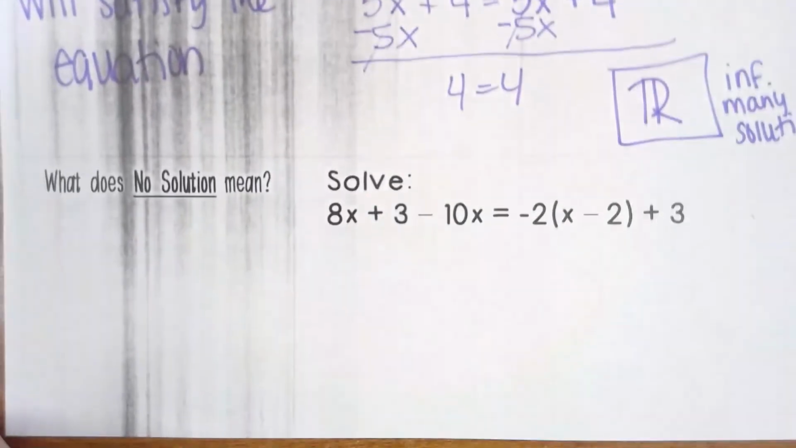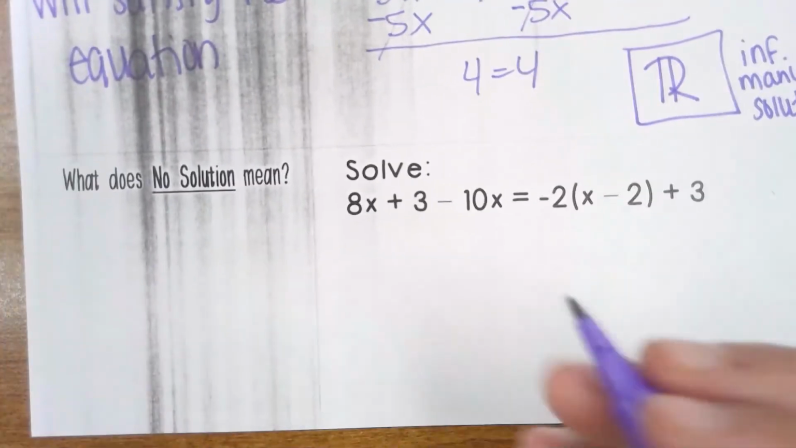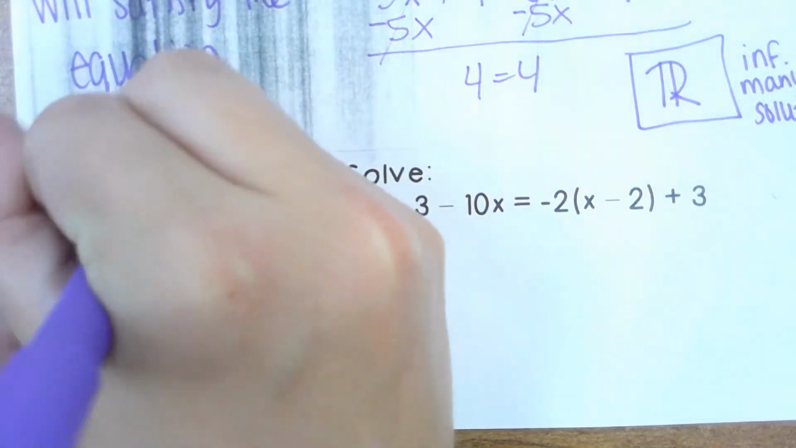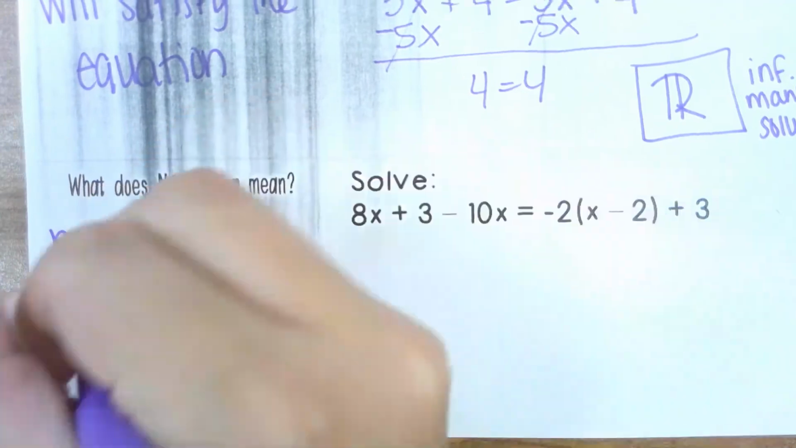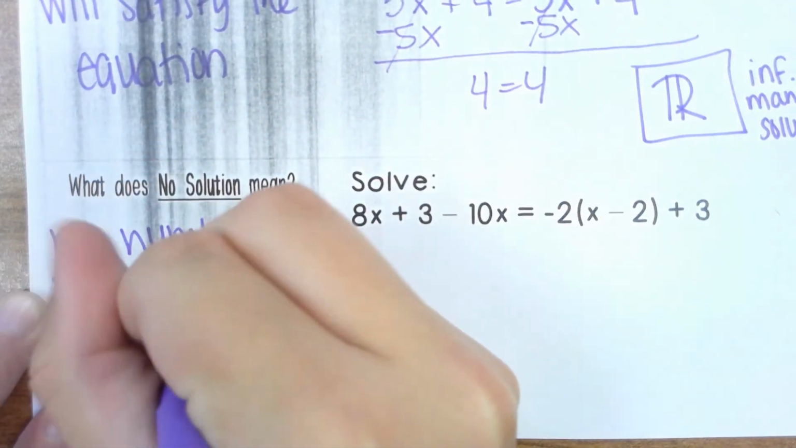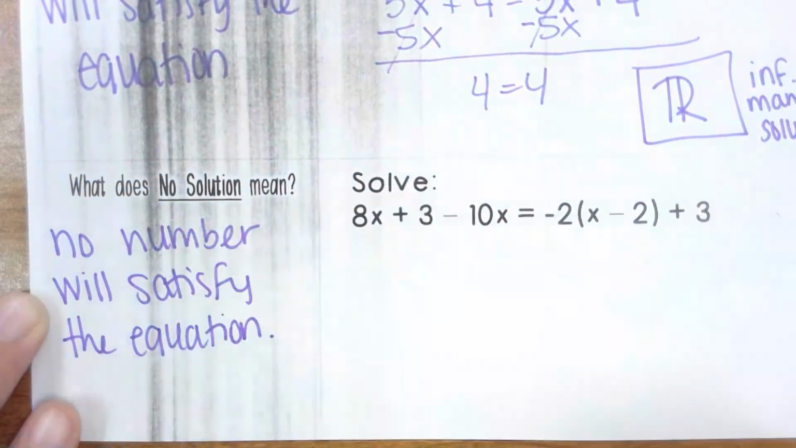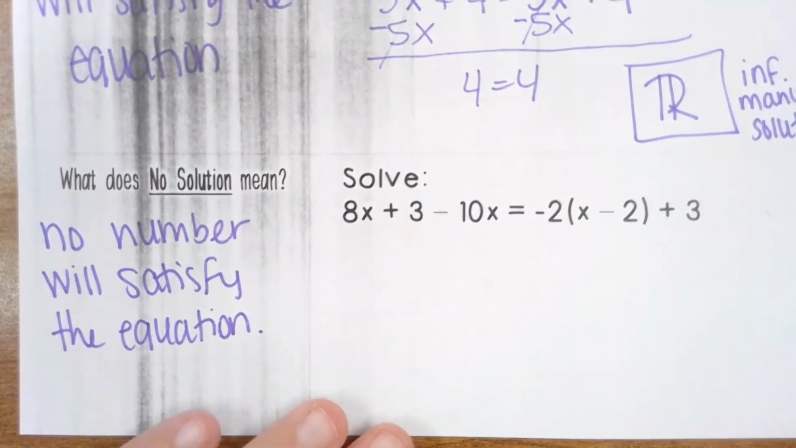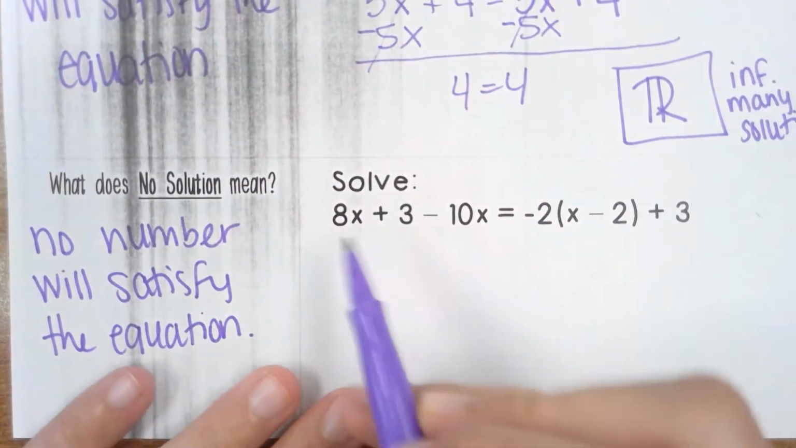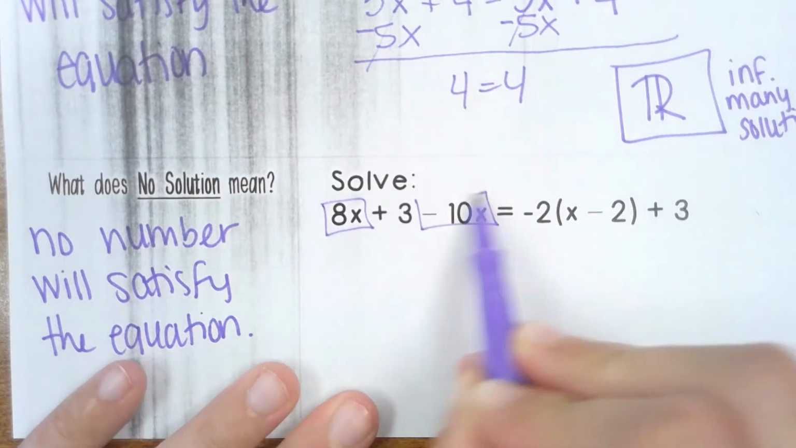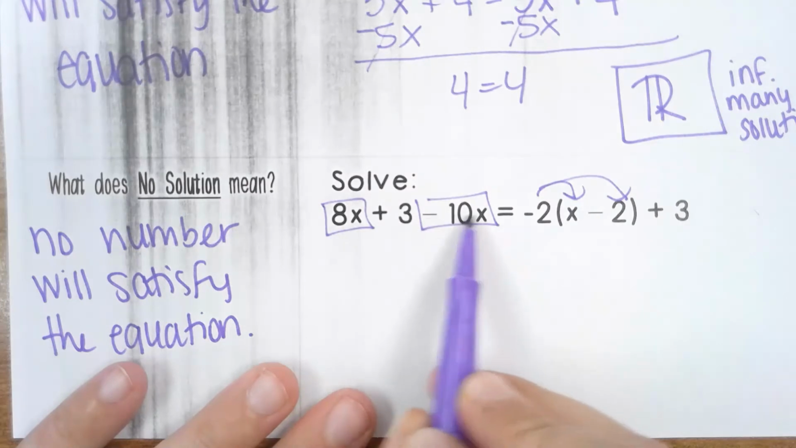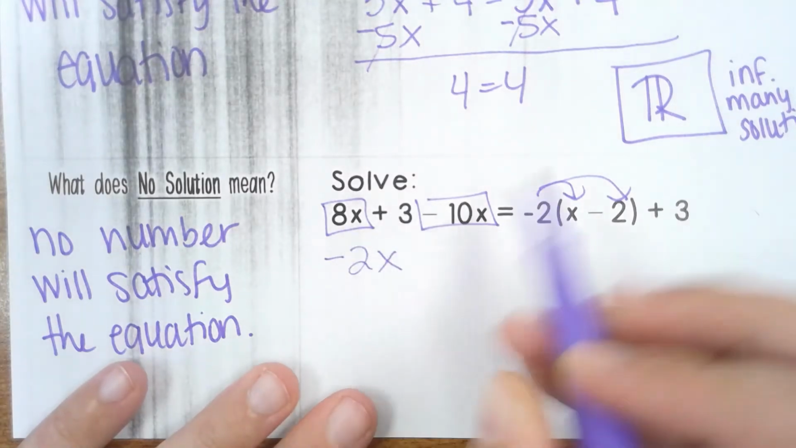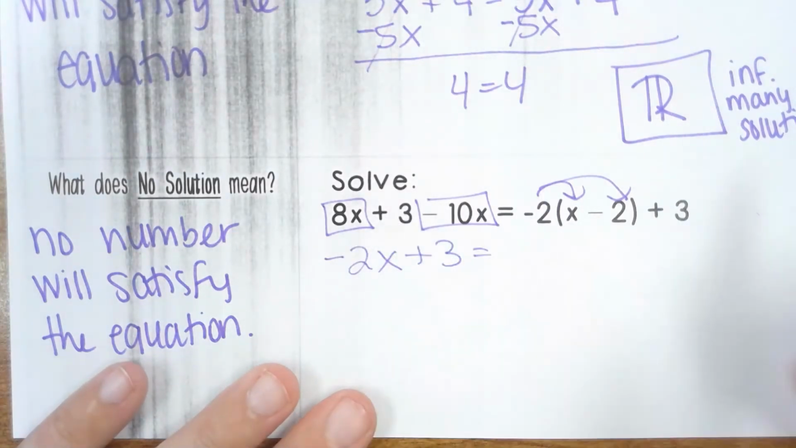And then your last one, so what does it mean to have no solution? That means no number will satisfy the equation. Okay, so an example of this, again, I'm going to have to simplify first. So on the left side, I'm going to combine like terms. An 8x minus a 10x is a negative 2x. And then I still have a plus 3.